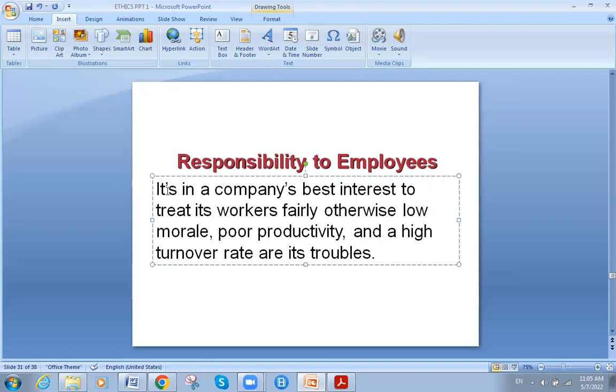Responsibility to employees: it's in a company's best interest to treat its workers fairly. Look at this, treat its workers fairly. Otherwise, low morale, poor productivity, and a high turnover rate are its troubles, because if you did not treat the workers fairly, then expect a high turnover rate. That's what will happen.